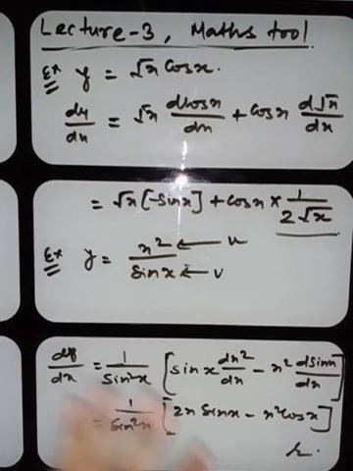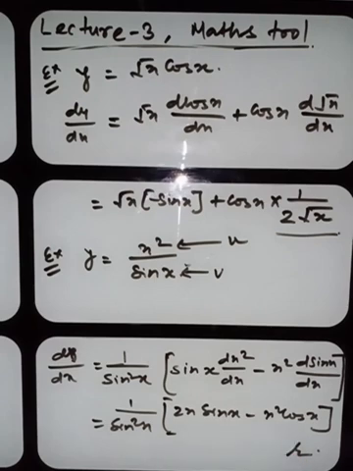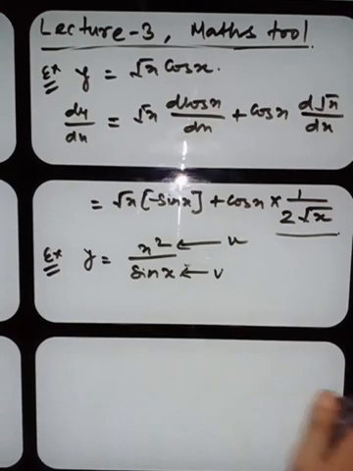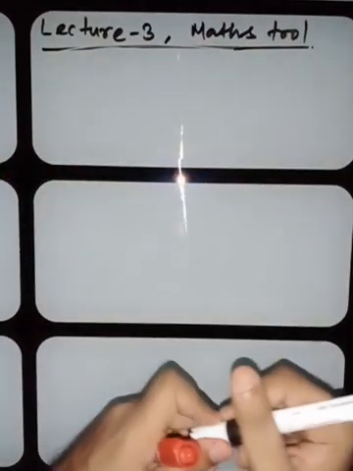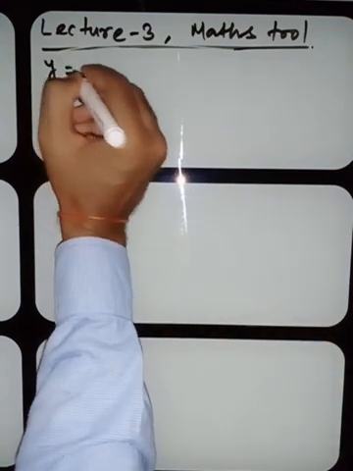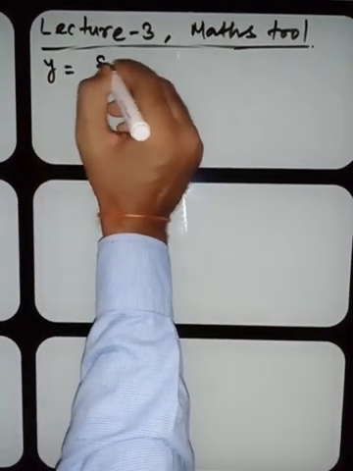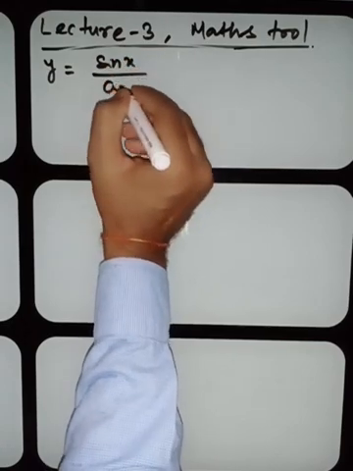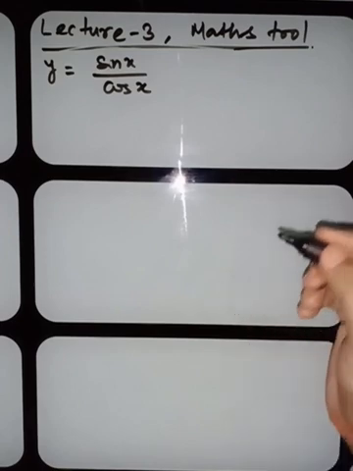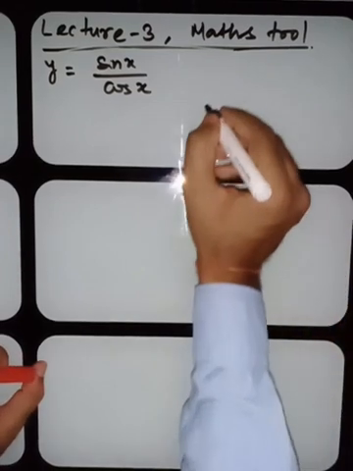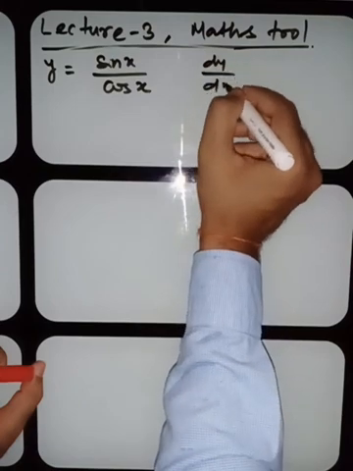Here my duty was just to explain how to differentiate functions which are in multiplication form or the product form. Okay, let me do some more questions. Kindly differentiate this one, my dear student. y equals sine x by cos x. Differentiate this one. You have to find dy by dx.